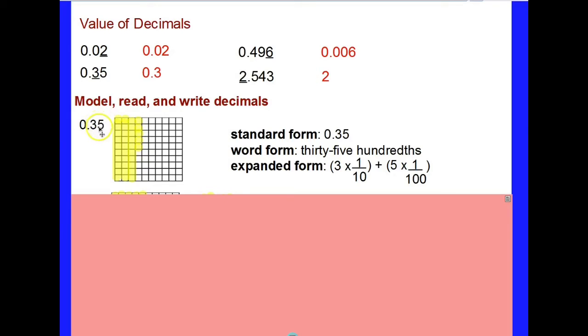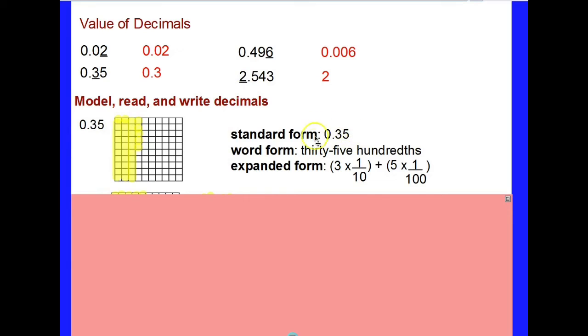Then when I look here in the hundredths place, there are 5 hundredths. So I will have to shade in 5 units. 1, 2, 3, 4, 5. And that's all I would need to do to represent 35 hundredths. 3 longs and then 5 units.